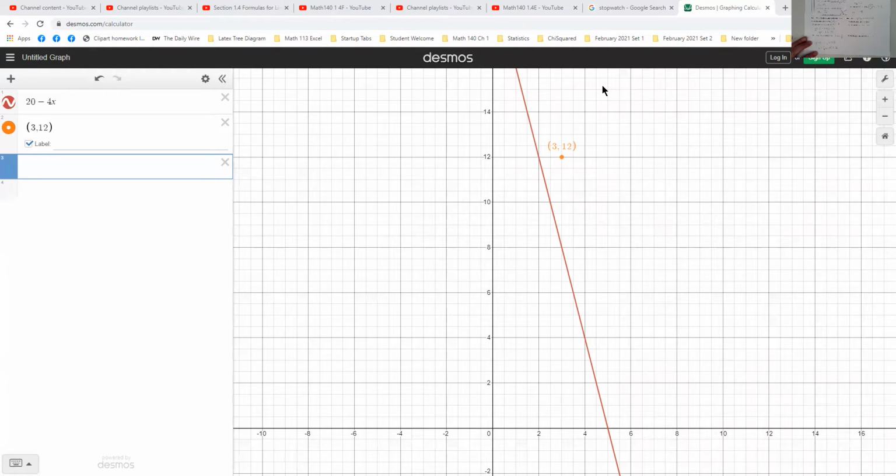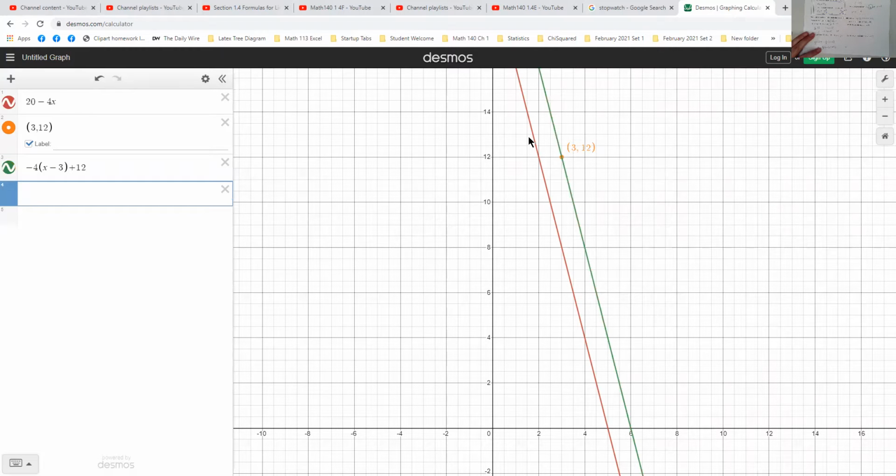Okay, so here we are in Desmos, and I have graphed the line and the points. This is the original line, y equals 20 minus 4x, and that point (3, 12). So let's put in the parallel line. We have y is equal to -4 times x minus 3 plus 12. Okay, and so there is our parallel line there in green. And you see it does go through the point, and it definitely does look parallel here to the original red line. And then let's do the same thing with our perpendicular line.